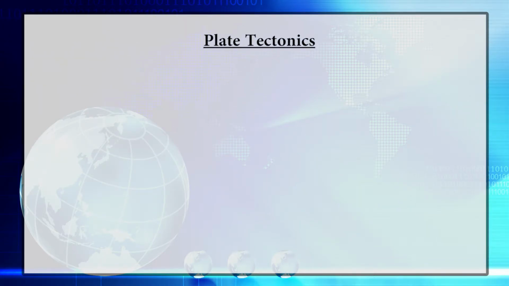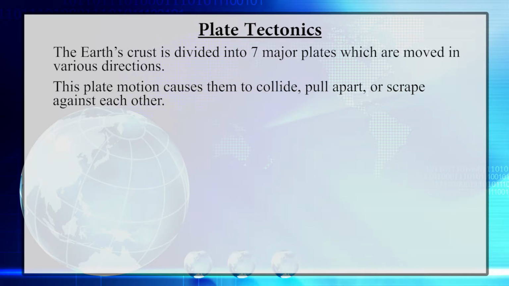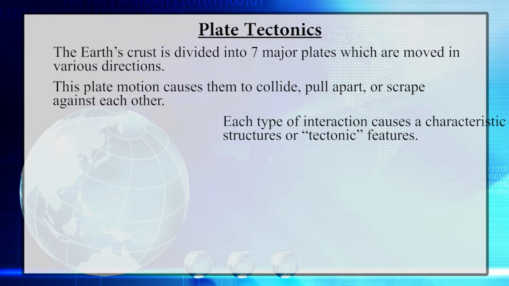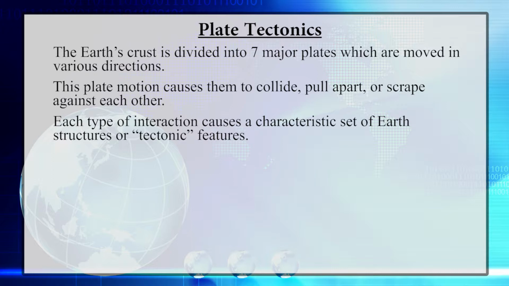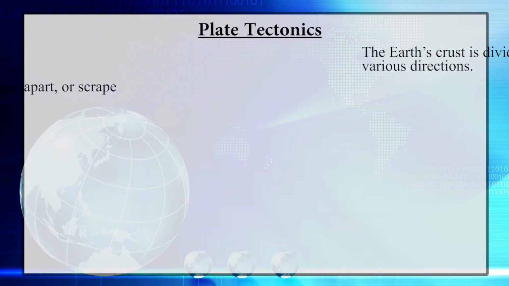And the earth crust is divided into 7 major plates which are moved in various directions. These plate motions cause them to collide, to pull apart or scrape against each other. Each type of interaction causes a characteristic set of earth structure or tectonic features. The word tectonic actually refers to the deformation of crust as a consequence of plate interactions.